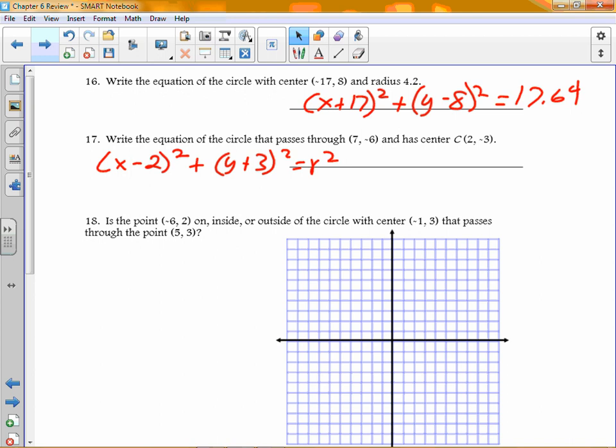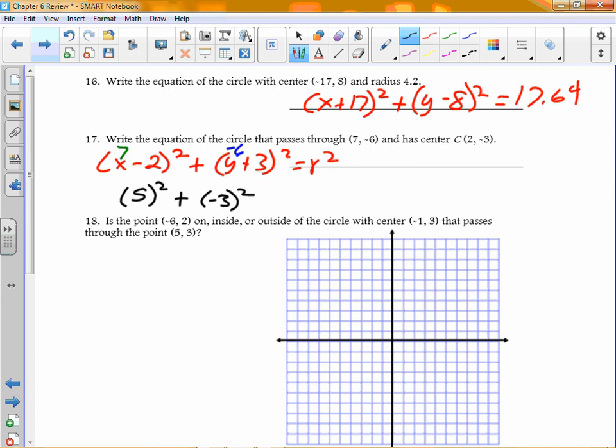If I take 7 and put it right there, and negative 6 and put it right here, watch what that gives me. 7 minus 2 is 5. Negative 6 plus 3 is negative 3. So 25 plus 9 is 34. So I put 34 right here. And I have (x minus 2) squared plus (y plus 3) squared equals 34. When it's equal to 34, it's on the circle.